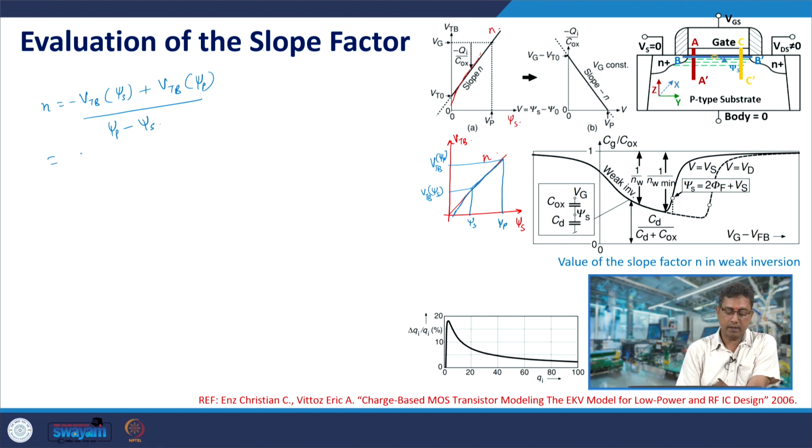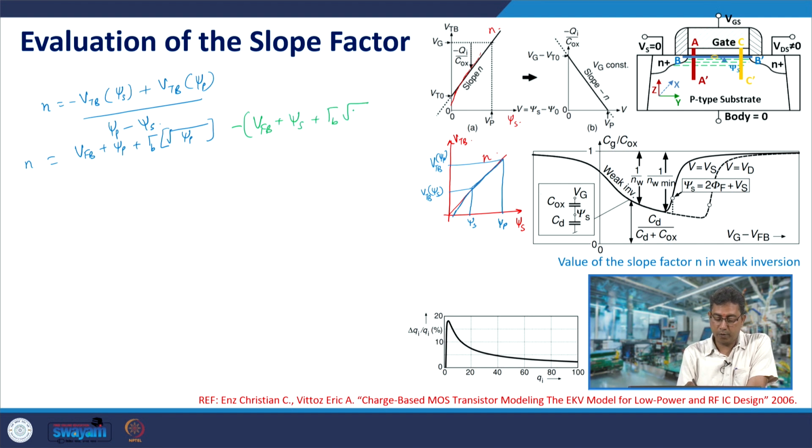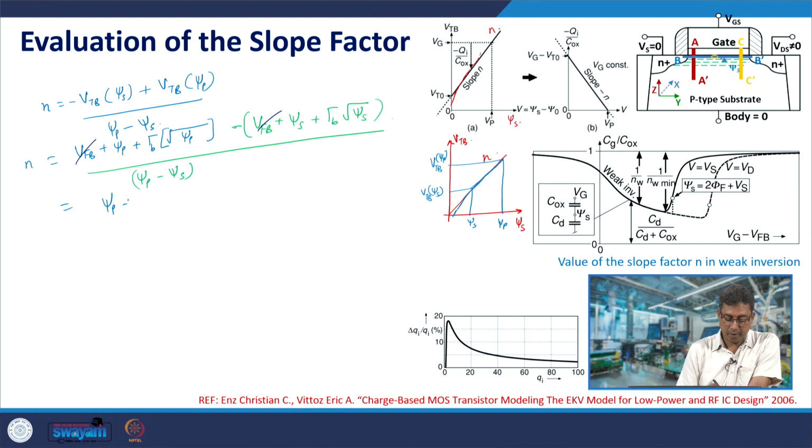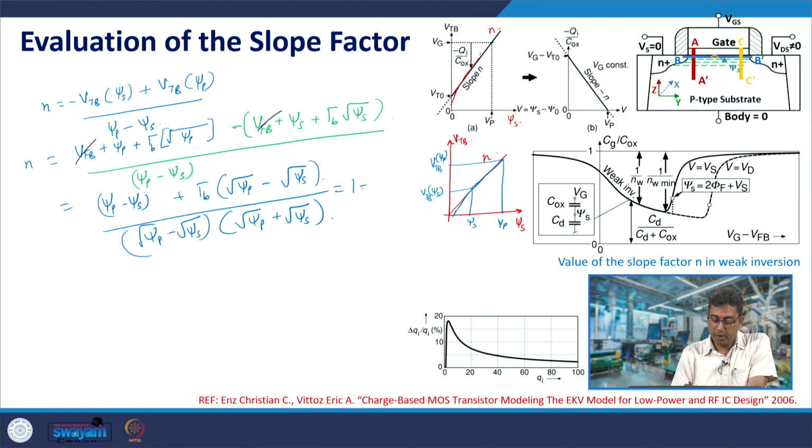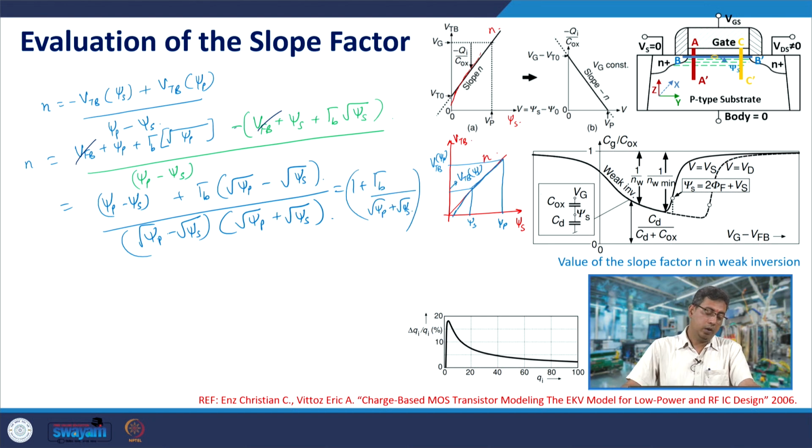You can also write this as, just write the value of Vtb of chi p. So it is Vfb plus chi p plus gamma b square root of chi p minus Vtb of chi s, which is Vfb plus chi s plus gamma b square root of chi s, divided by chi p minus chi s. So here you cancel out several terms: chi p minus chi s plus gamma b times square root of chi p minus square root of chi s. So that makes it 1 plus gamma b. So this is giving an average value of the slope factor between chi s and chi p.